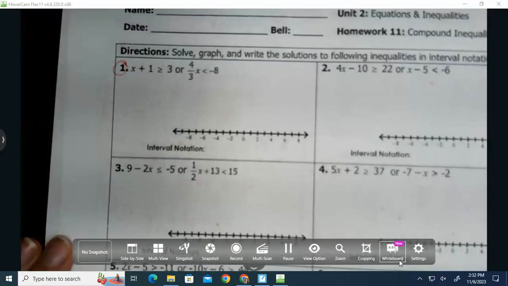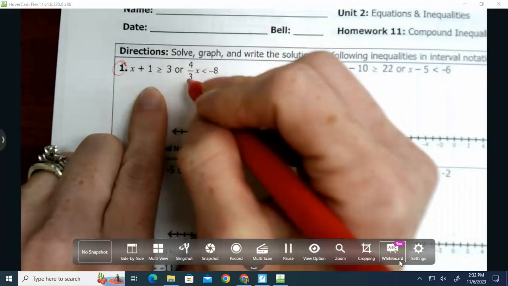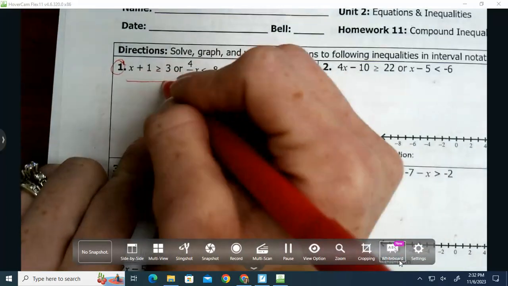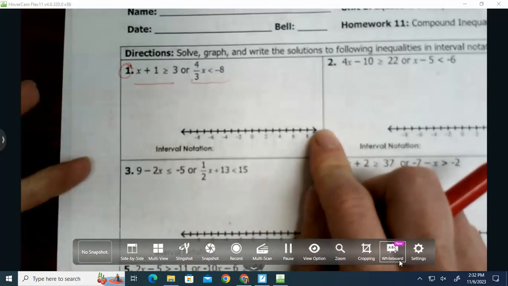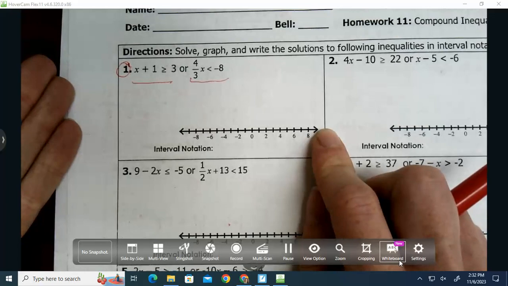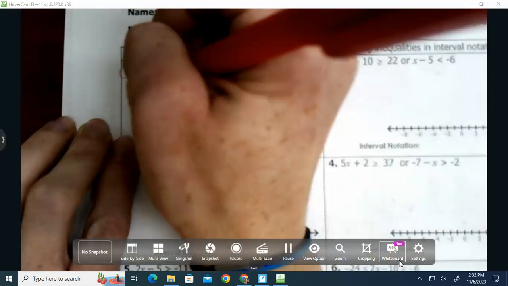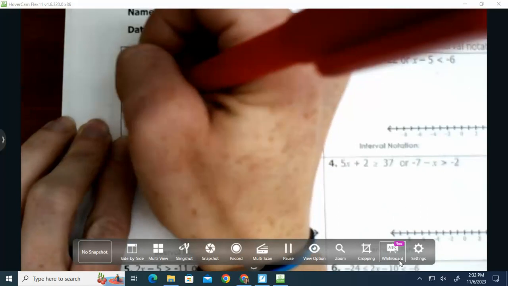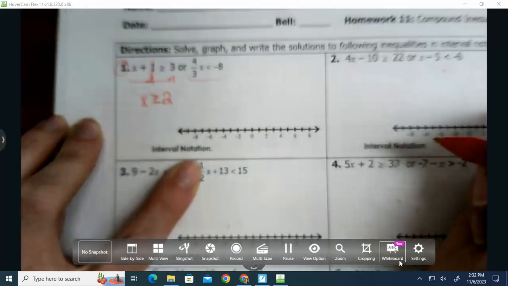Number 1, it's an or, so essentially I have two separate problems, and I expect my graph to go two different directions, but there's no absolute values. I'm not adding anything else. I'm just solving the problems that were given to me. So for this one, we would subtract our 1. So we have x is greater than or equal to 2.